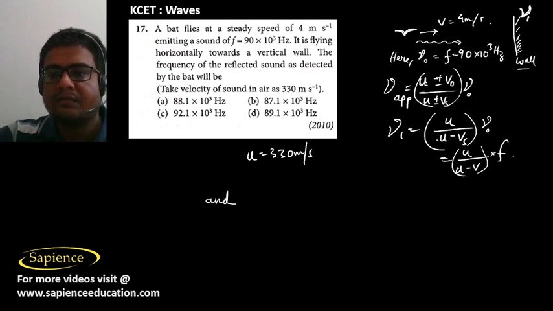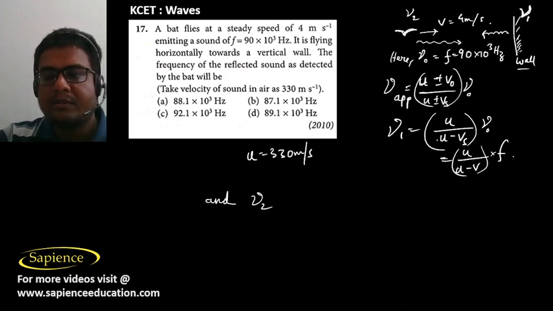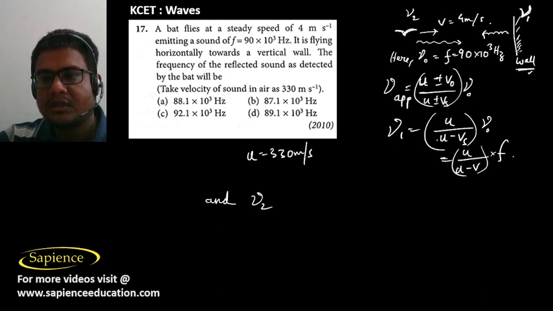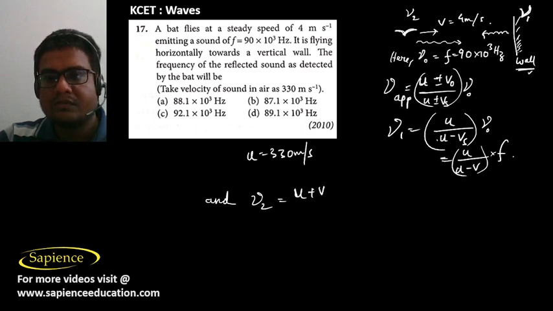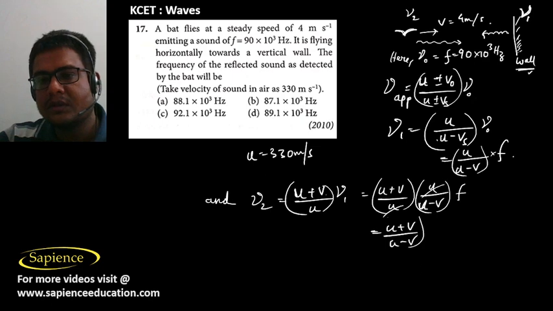And the reflected sound will be observed by the bat again. So in the second case, the apparent frequency which is observed by the bat, then the bat will be treated as the observer and the reflected sound is coming, so the wall will be treated as the source here. So now here source is stationary but observer is moving towards the source. So this will be (u + v) by u into ν₁, that is u by (u − v) into f. So u will cancel, so that is (u + v) by (u − v) into f.